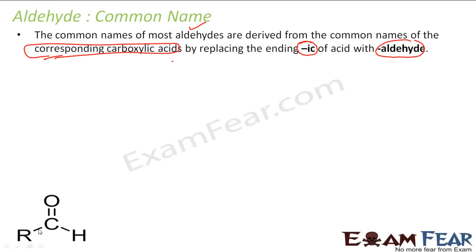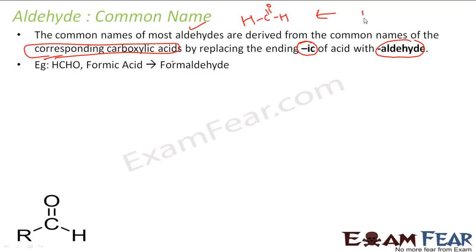And this is how the aldehyde looks, right? RCHO. This R can be any alkyl group. It can be hydrogen also. Right? So with this, if you see, this is formaldehyde, right? So HCHO, this compound is derived from HCOOH. Correct.